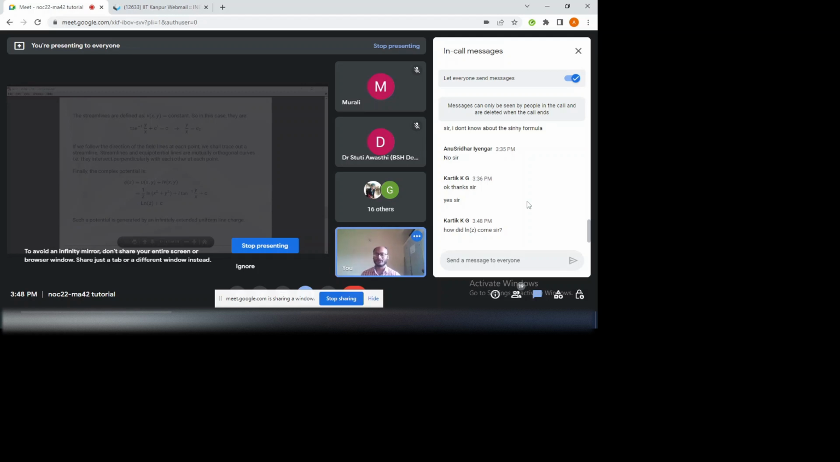How did log z come? So log z is actually the definition of the complex logarithm. So you can consult a textbook. Okay, so you know the formula. In the polar form of complex numbers, z equals r multiplied by e to the power i theta, right? So r is the absolute value of z and theta is the argument of z. z equals r e to the power i theta.